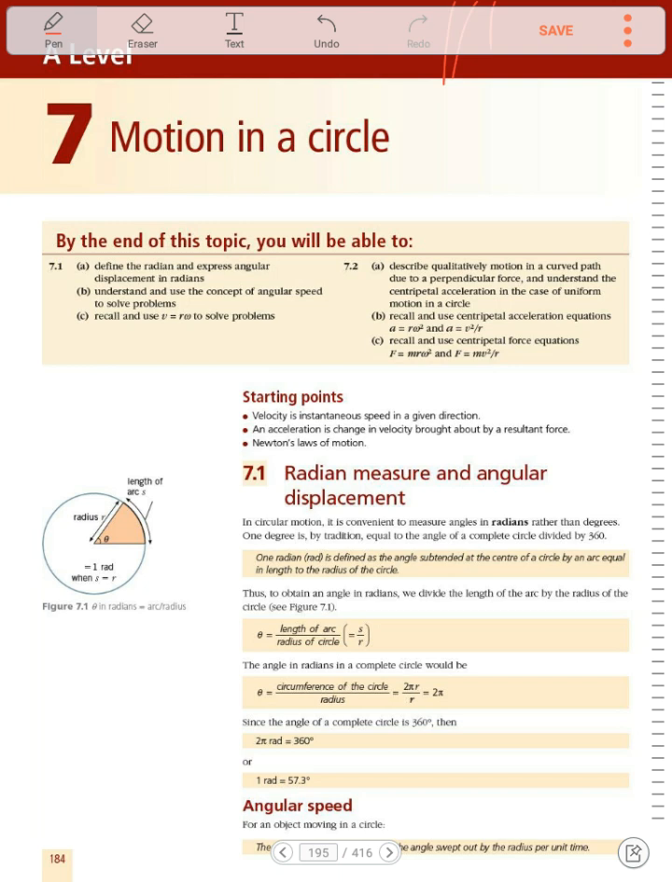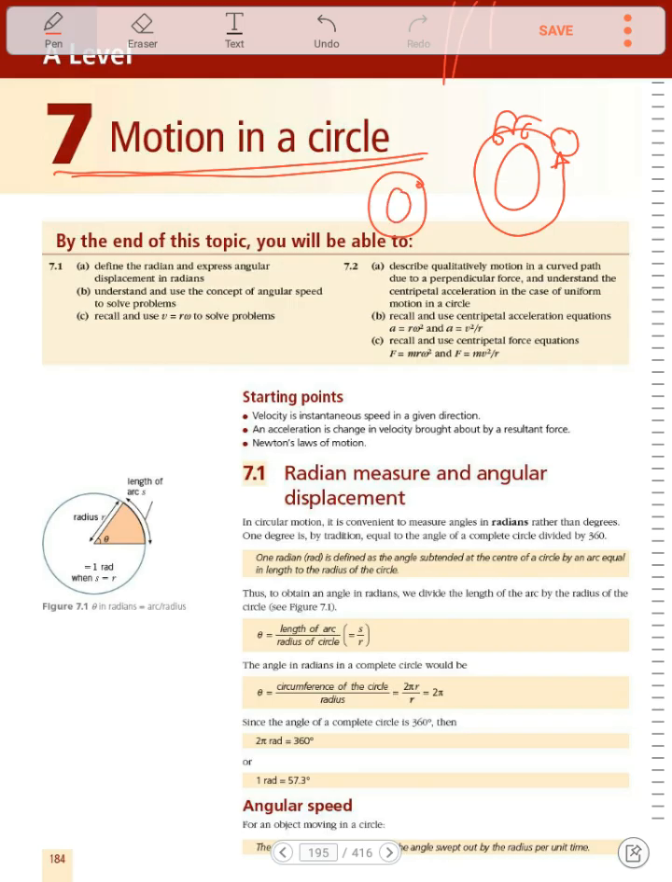Dear students of A2, today we will start with motion in a circle. If we have an object moving in a circle, like a car going around a circle, or like the moon around the earth, or the earth around the sun, this is motion in a circle.